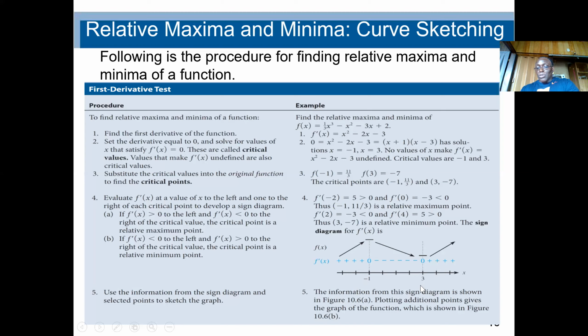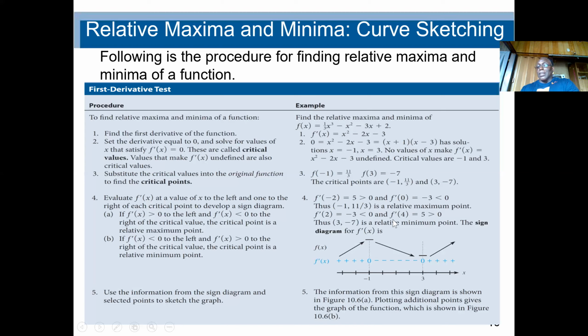Between -1 and 3, we can use 0. So they use 0, or you can use 2. It's up to you. You can also use 1. But don't use 3 because 3 is the endpoint. Then here we can use 4, 5, any value. We decided to use 4.